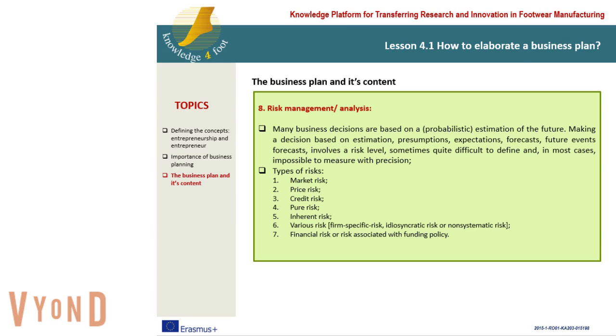8. Risk management/analysis. Many business decisions are based on a probabilistic estimation of the future. Making a decision based on estimation, presumptions, expectations, forecasts, future events forecasts, involves a risk level, sometimes quite difficult to define and, in most cases, impossible to measure with precision. Types of risks: market risk, price risk, credit risk, pure risk, inherent risk, various risk, firm-specific risk, idiosyncratic risk or non-systematic risk, financial risk or risk associated with funding policy.